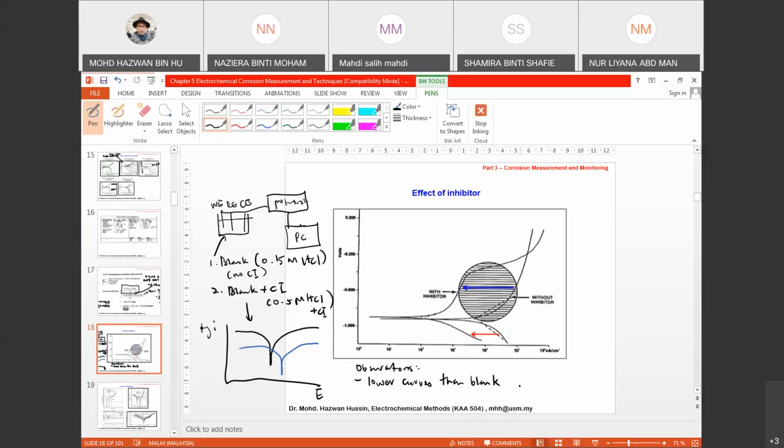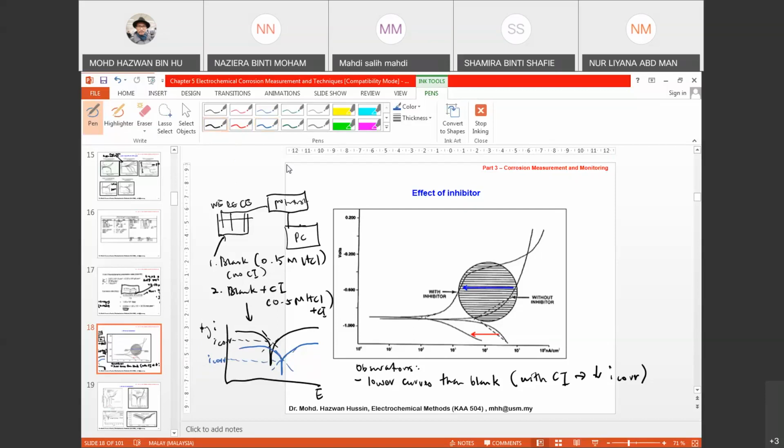So this actually indicates that with the presence of corrosion inhibitor, UCI, it produces lower I core. So this is actually the I core for blank. And this is actually the I core for with the presence of inhibitor.